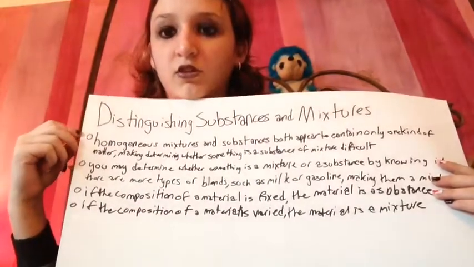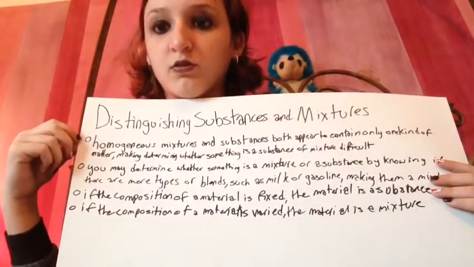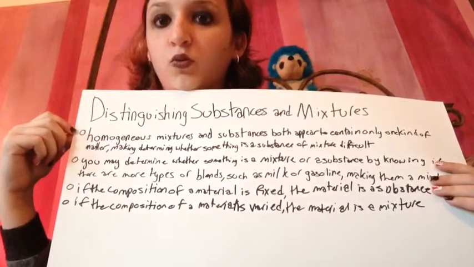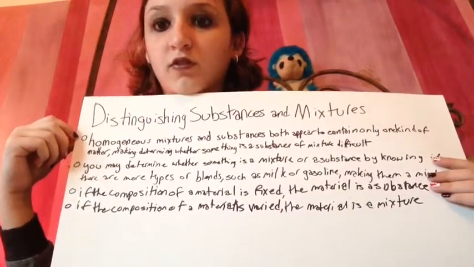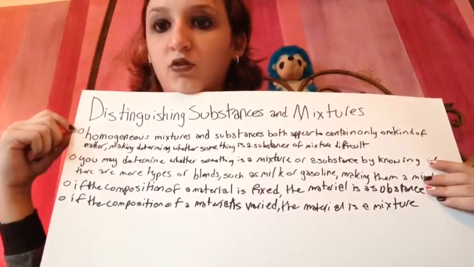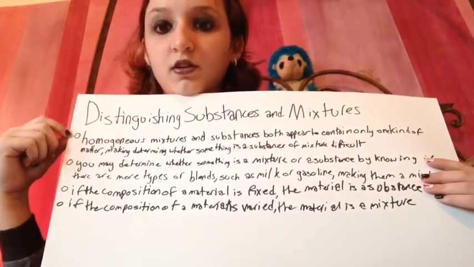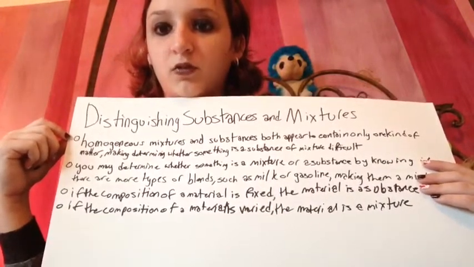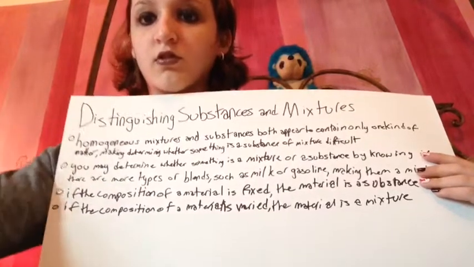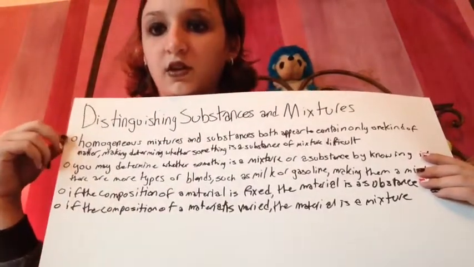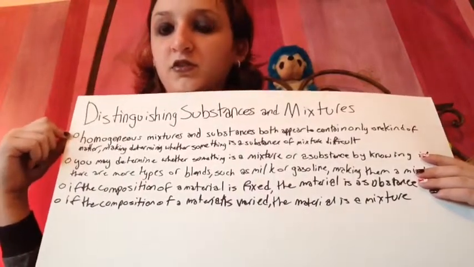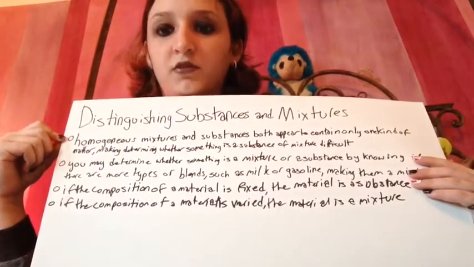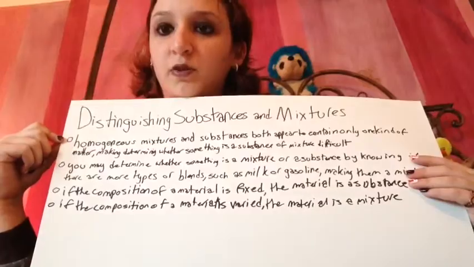Distinguishing substances and mixtures. Homogeneous mixtures and substances both appear to contain only one type of matter, making it difficult to determine whether something is a substance or a mixture. You may determine whether something is a mixture or a substance by knowing if there are many types or blends of it, such as milk or gasoline, making them mixtures. If the composition of a material is fixed, then the material is a substance. If the composition may vary, then the material is a mixture.